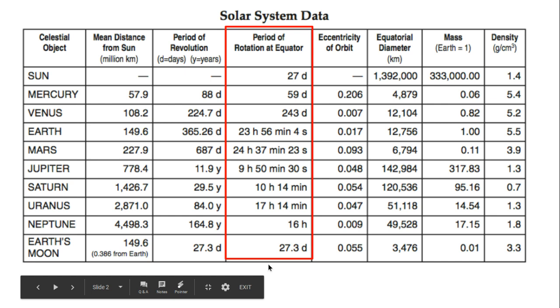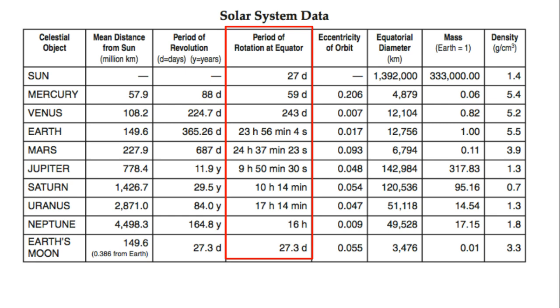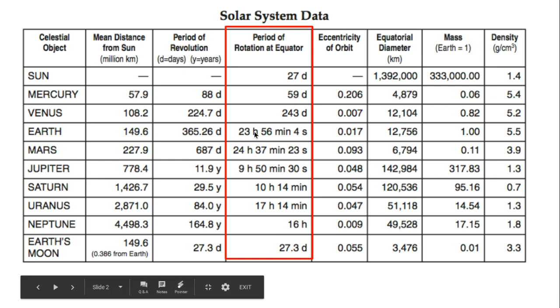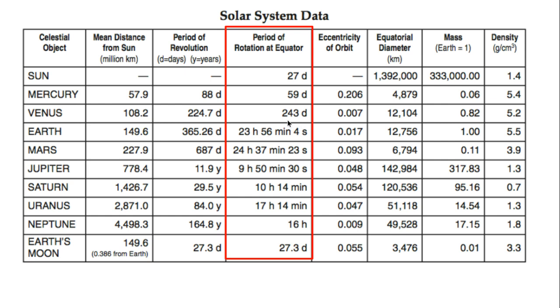The period of rotation at the equator is basically how long a day is on this planet, and these are all measured in Earth days. You'll see here that Earth is pretty close to 24 hours. Venus, for it to complete one rotation, takes 243 Earth days.